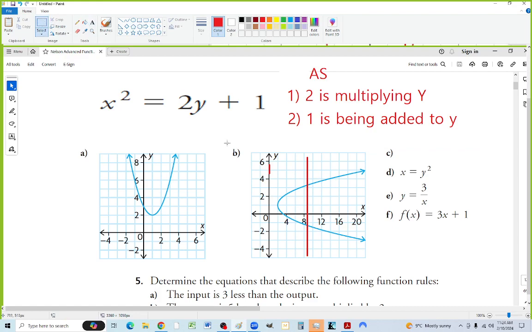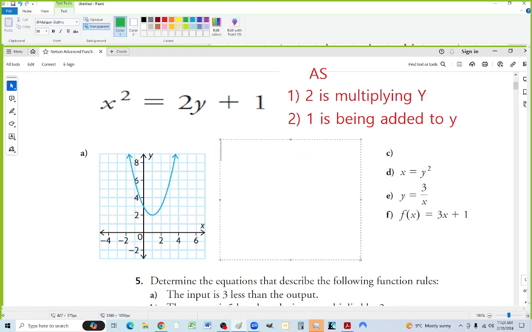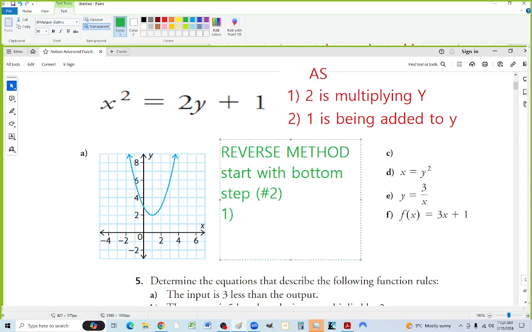Now we're going to reverse that starting with step 2. What's the reverse of 1 added to something? See step 2 above. What does it say? 1 is being added to y. What's the opposite of 1 added to something? Subtracting something. So we're starting with the bottom step, number 2. If I'm adding 1, what should I subtract? Subtract 1 from both sides.